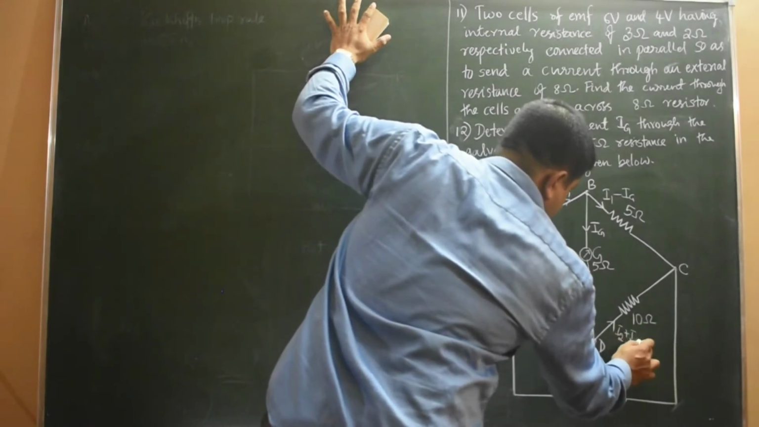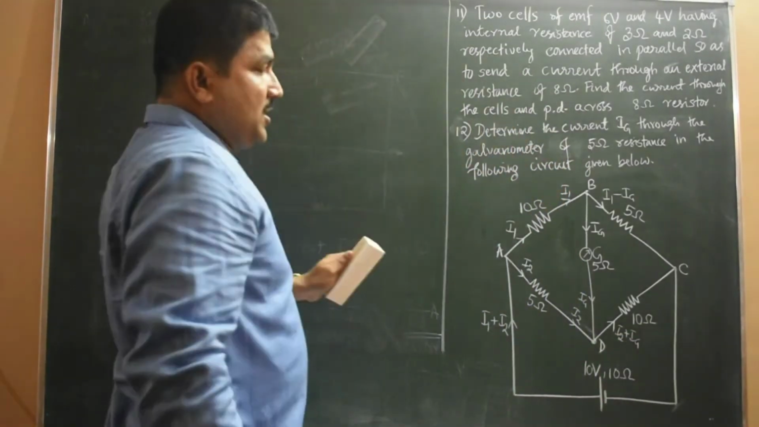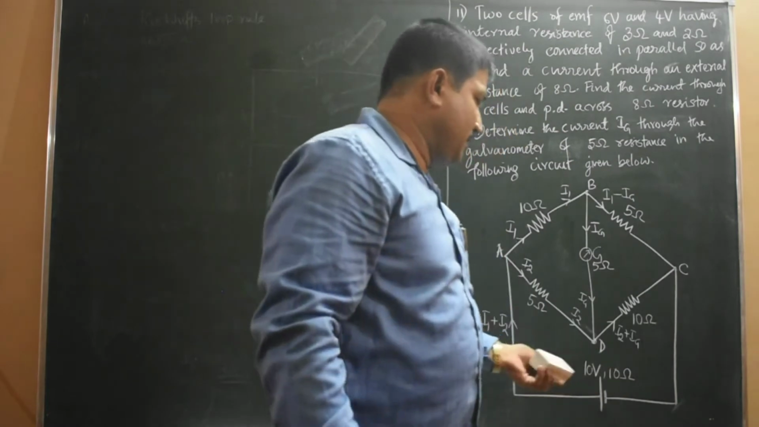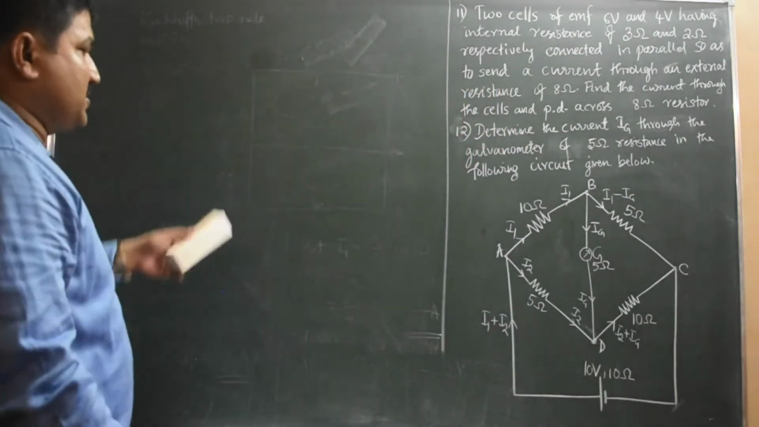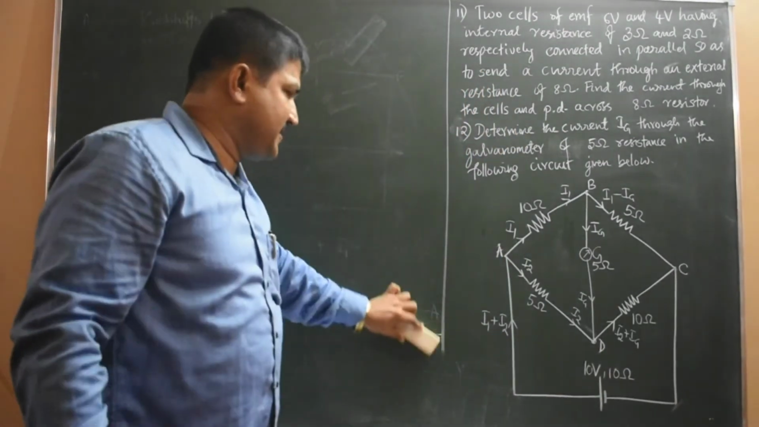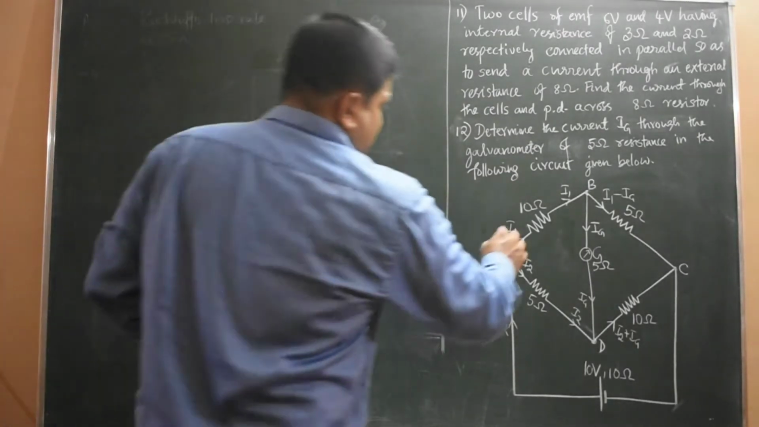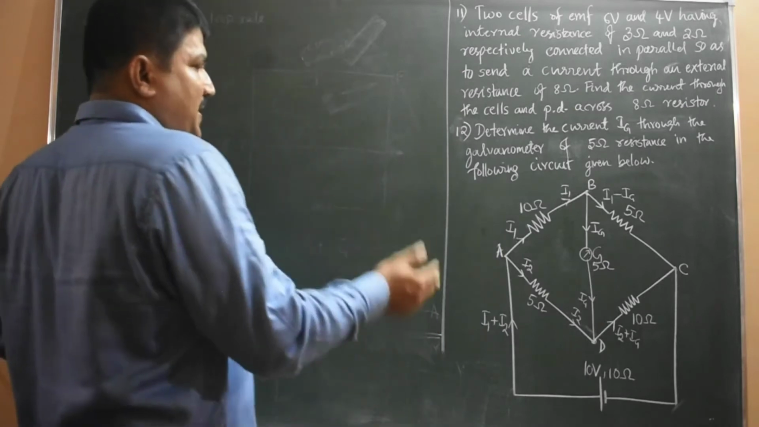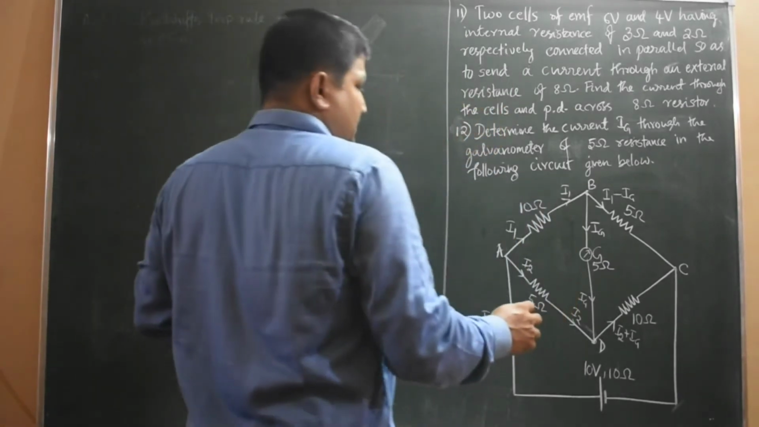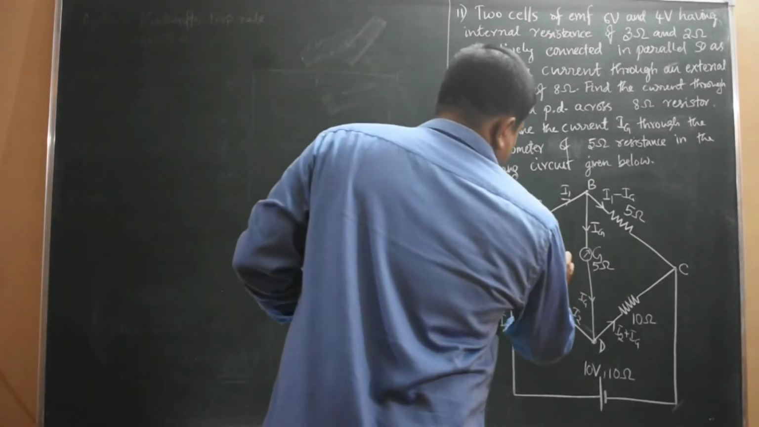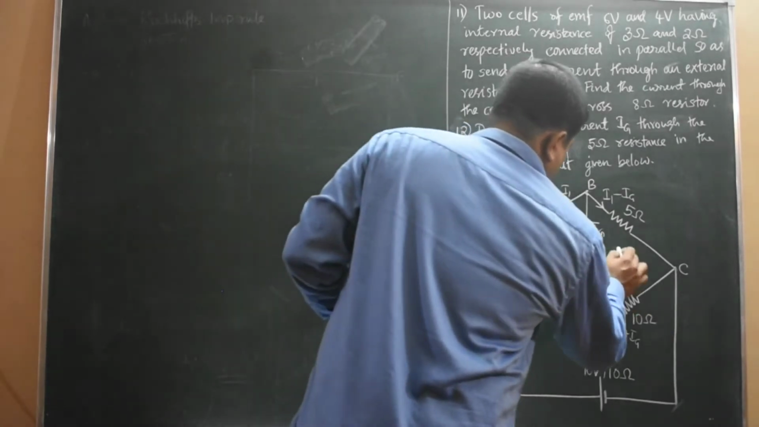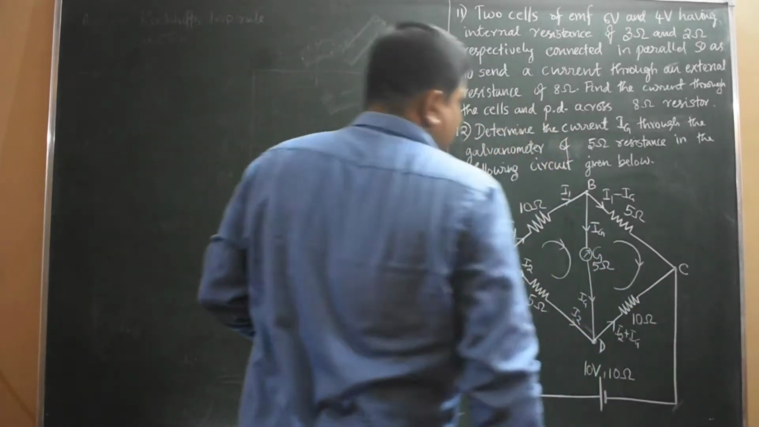I2 plus Ig is the total current flowing through the 10 ohm resistor. So this is the circuit, and we have assumed the various currents and assigned the symbols. Now we have to apply Kirchhoff's loop rule. We find two loops easily, then one more loop we take, the outer one, because we find three unknowns.